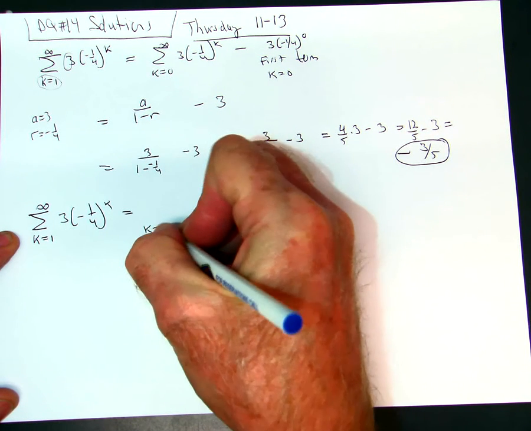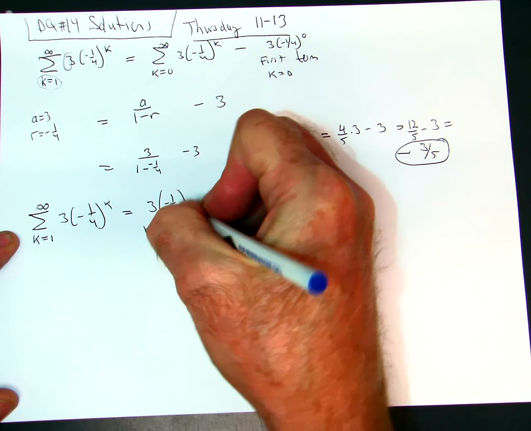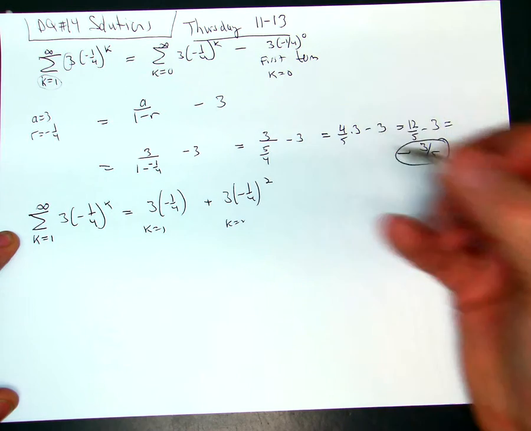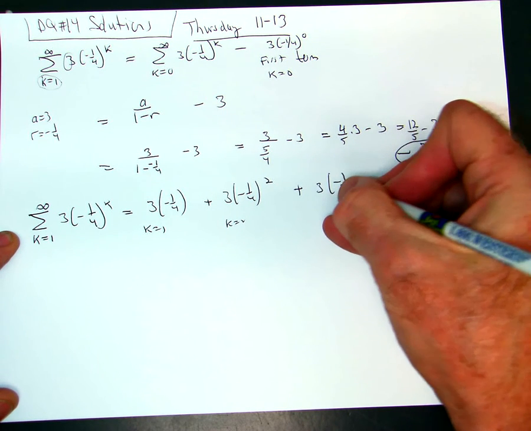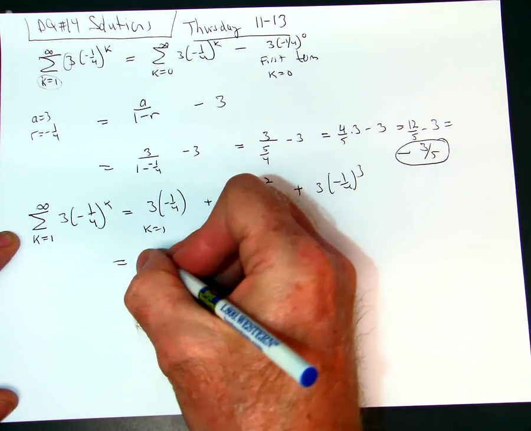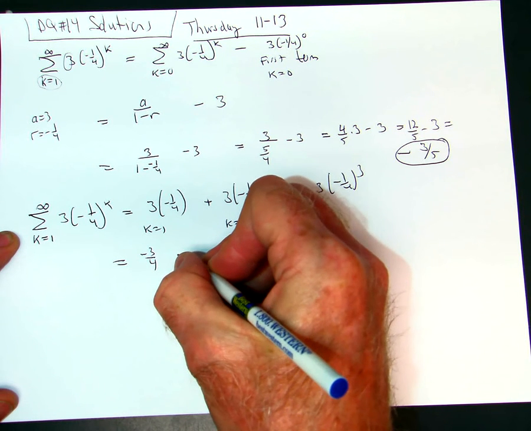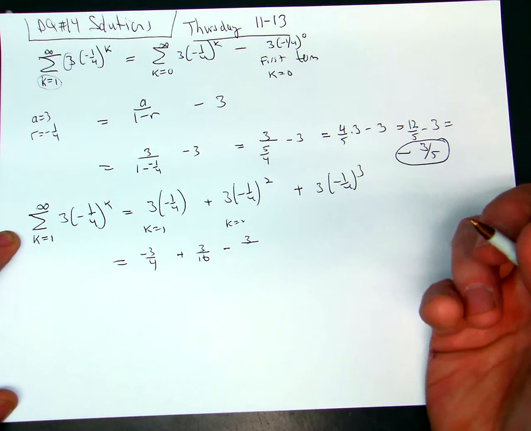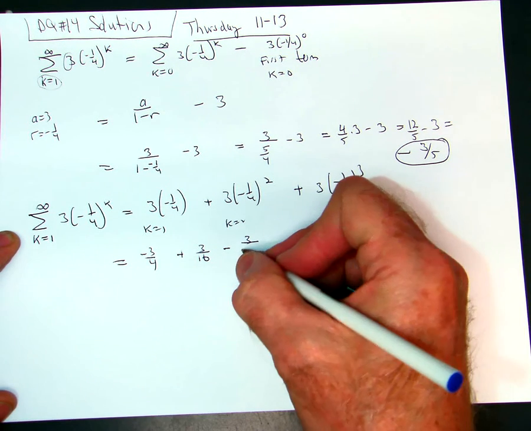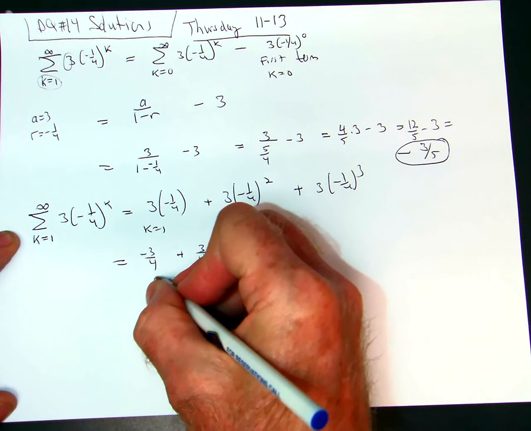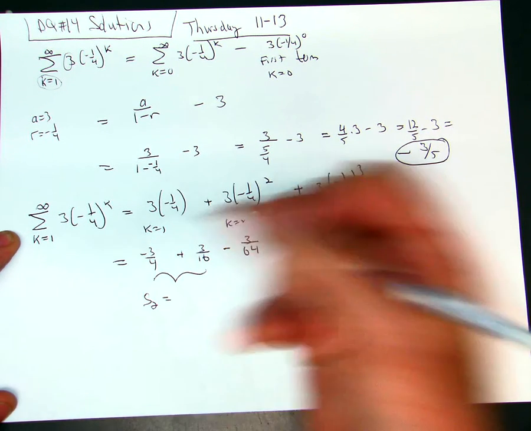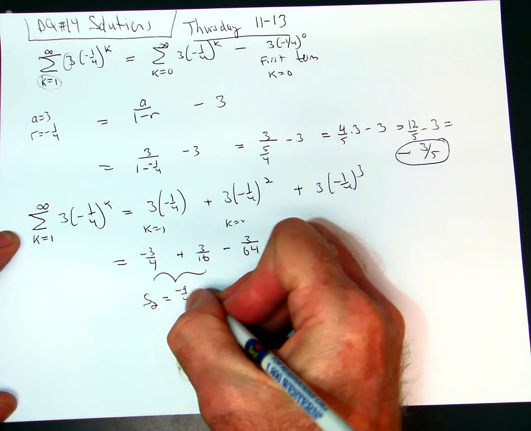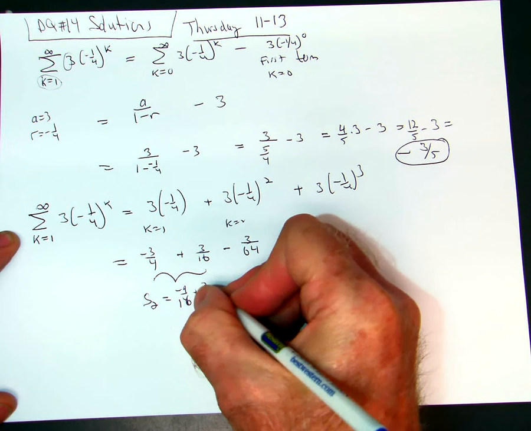Well, when k is equal to 1, I get 3 times minus 1/4. When k is equal to 2, 3 times minus 1/4 squared, and 3 times minus 1/4 cubed. So I get minus 3/4 plus 3 over 16 minus 3 over, well, what do we get here? 64. I'm going to just compute. Here's S2. Well, S1's negative. S2, what we're going to get here is minus 9/4 plus, minus 9/16 plus 3/16.